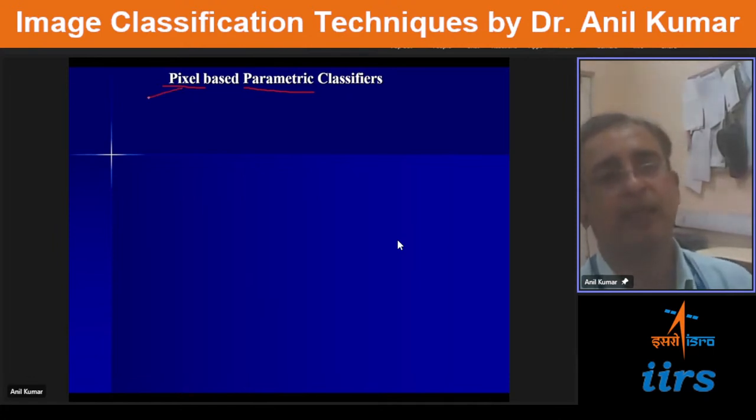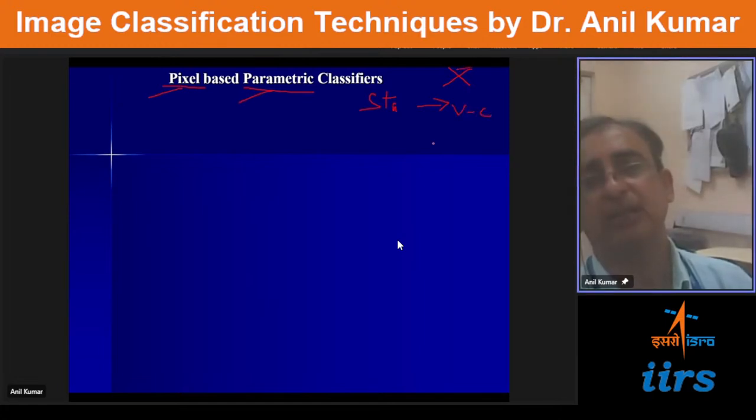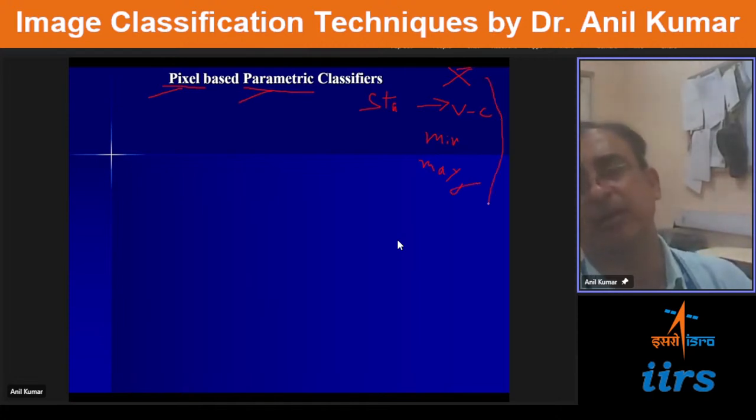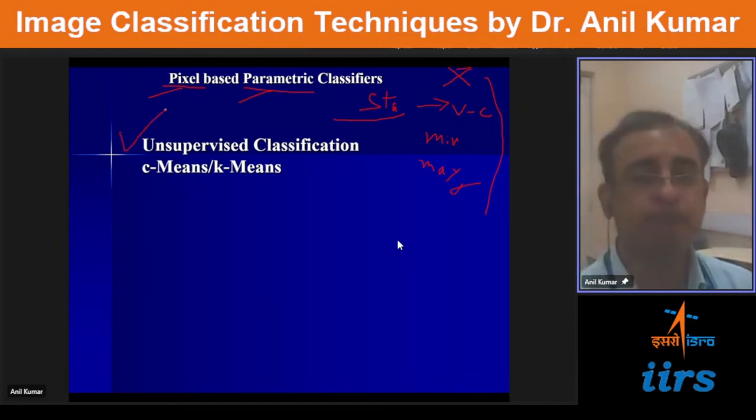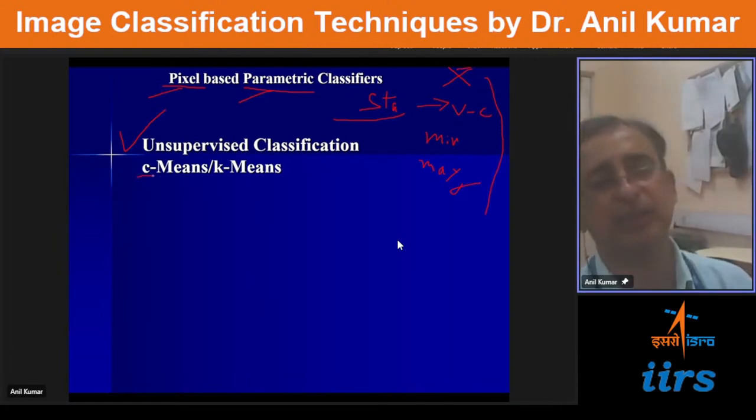So they are pixel based classifiers and parametric classifiers, and they're also called statistical classifiers because they are using statistical parameters like mean, variance, covariance, minimum and maximum, and standard deviation. These are mainly the parameters these algorithms use, and that's why they are also called statistical classifiers. As per the subcategory, I can list some of the algorithms under the unsupervised classification approach. The very basic algorithm used is C means. It is also called K means.